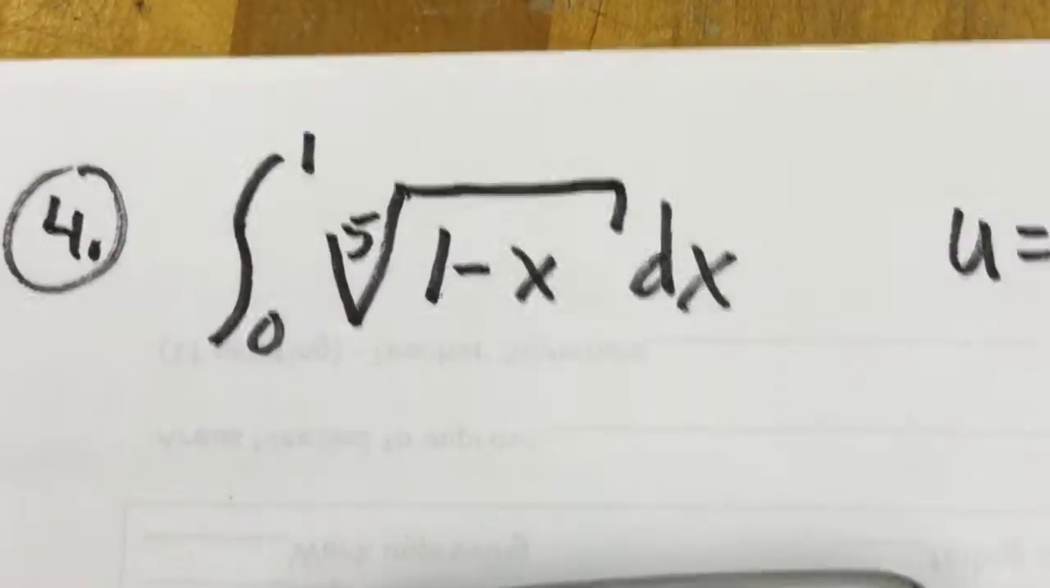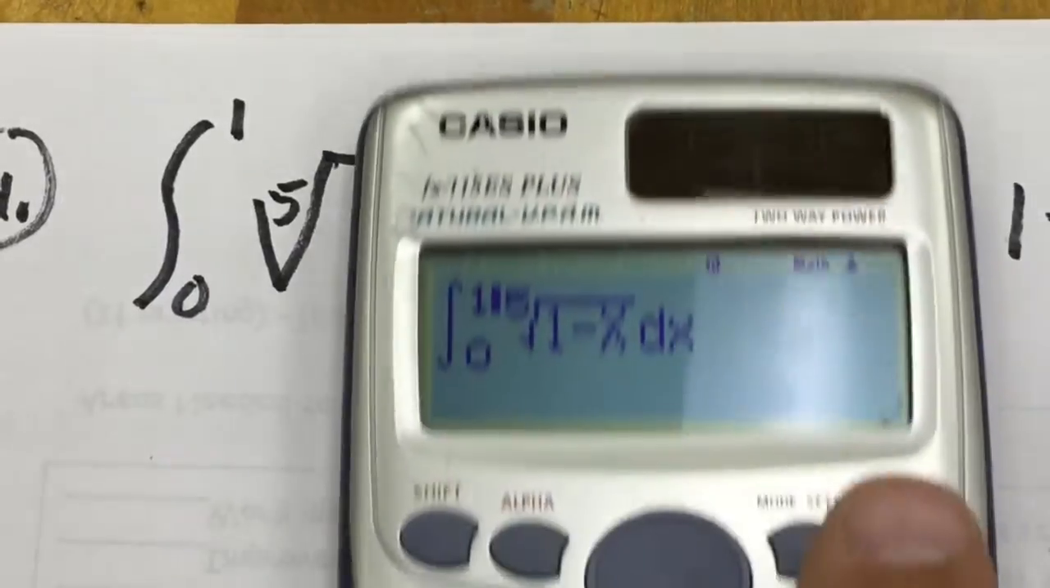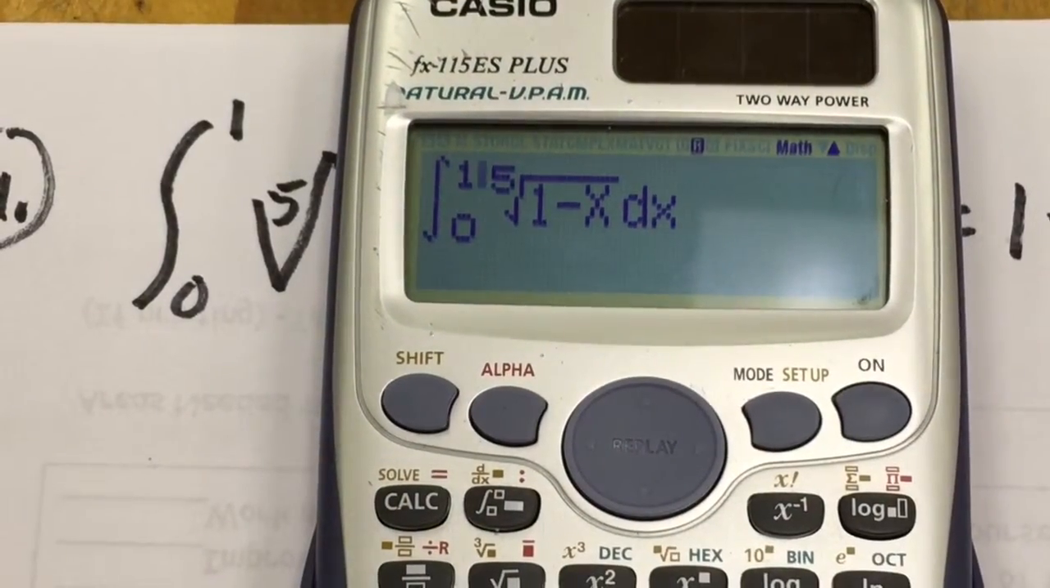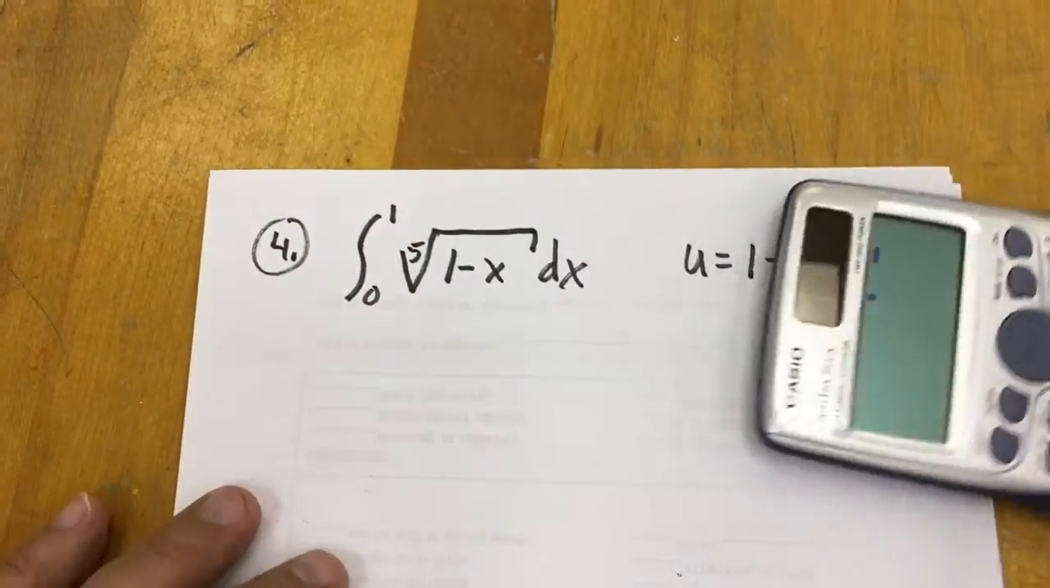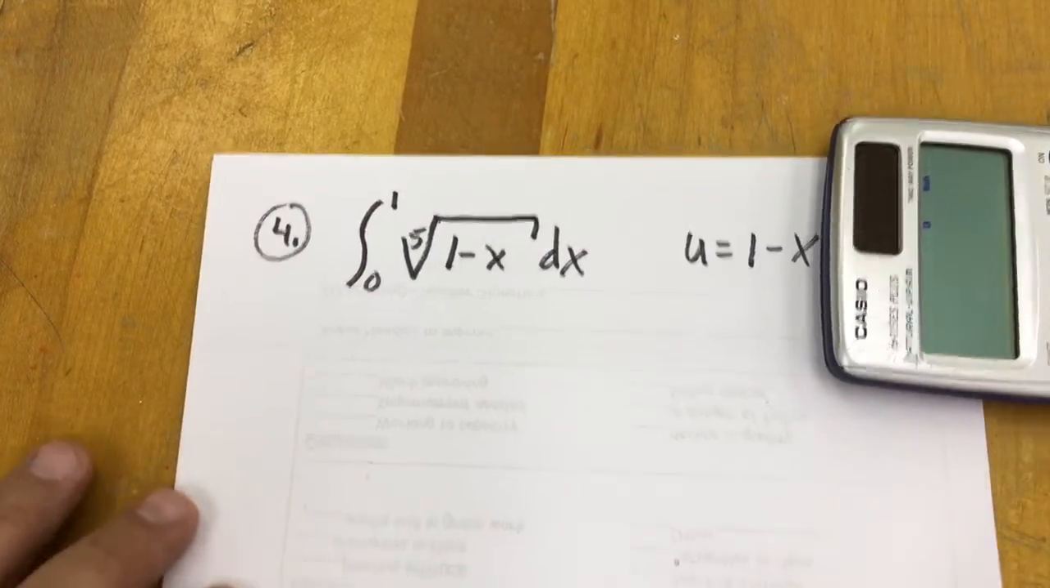All right, for number 4, I want to do u sub and let u equal 1 minus x, but I've already entered it into the calculator, and I'm going to hit equals. Now, if it's a radical function, it takes Mr. Casio a long time to figure it out. Sometimes I can do it quicker by hand than the computer can.